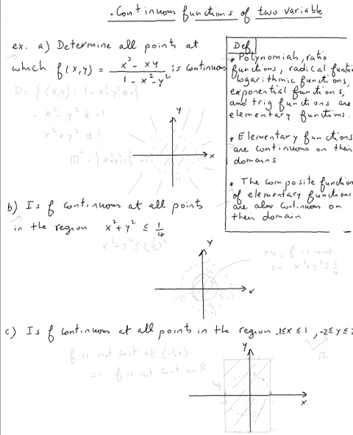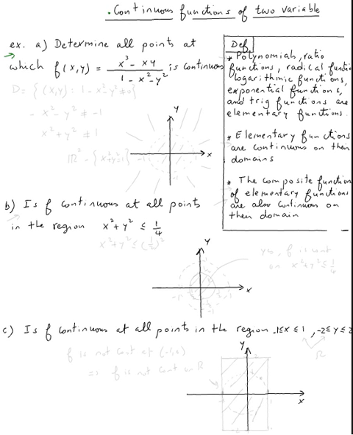The topic is continuous functions of two variables. So let's do the first example. Question A of the first example: determine all points at which f of x y equals x cubed minus x y over 1 minus x squared minus y squared is continuous.